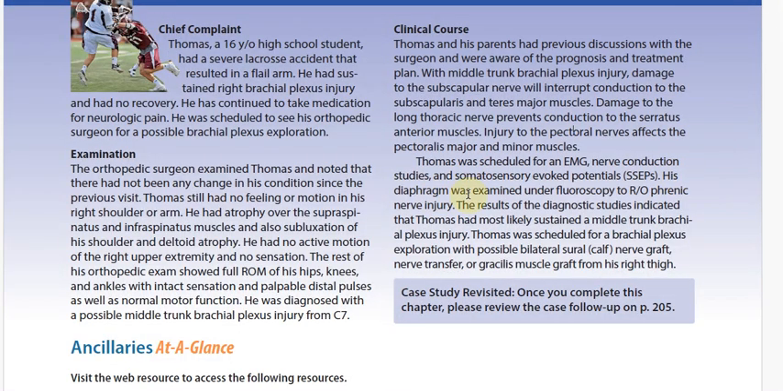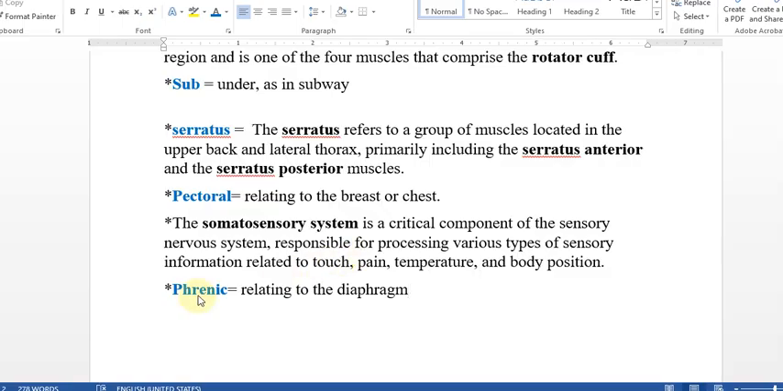His diaphragm was examined under fluoroscopy to rule out. This RO stands for rule out phrenic nerve injury. We say rule out because we want to decide something is not possible. And here we have the word phrenic. Phrenic means relating to the diaphragm. Diaphragm. Remember, this G here is not pronounced.